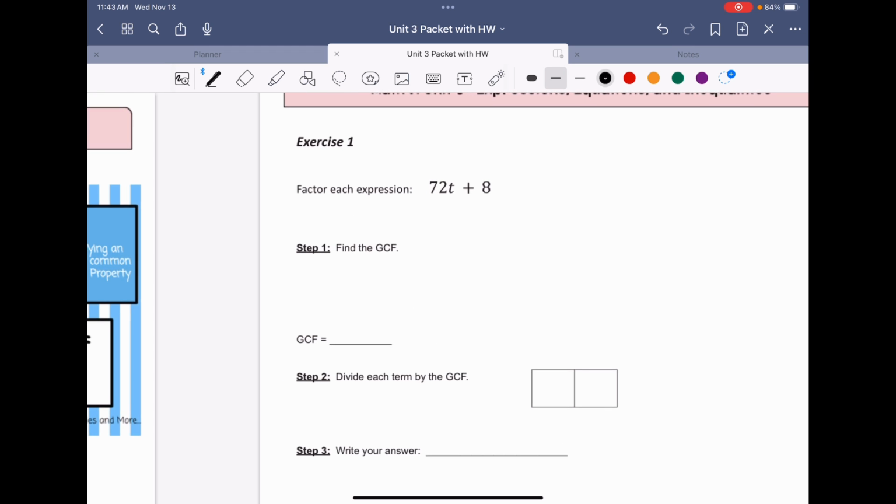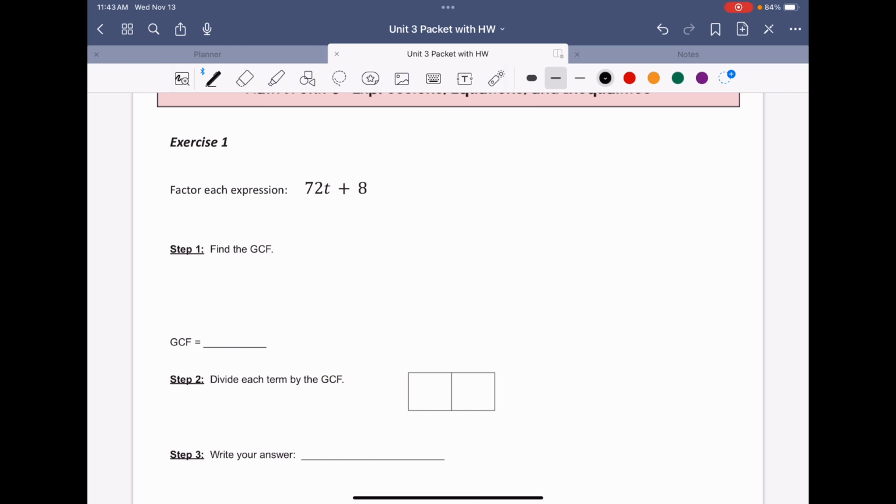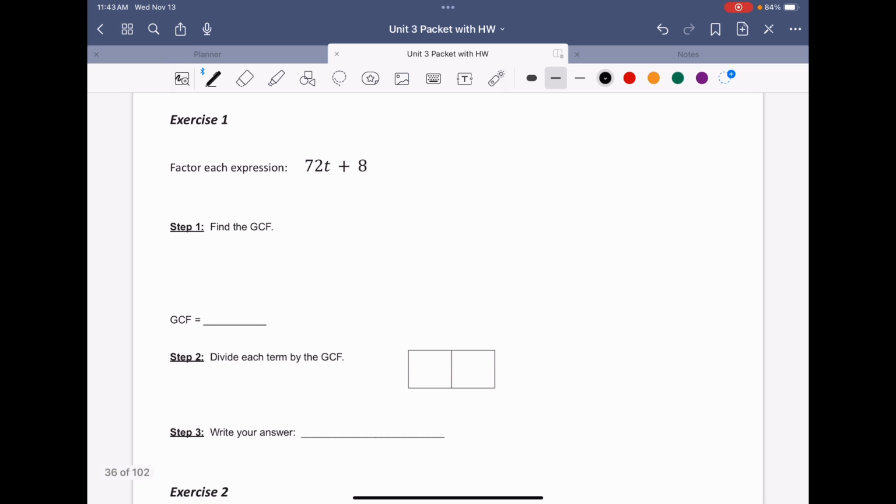So it says factor each expression, 72t plus 8. All right, I am going to have you try this one. Try this one on your own. So list all of the factors, divide them, write your answer. And then pause. So pause the video, try it on your own. When you're all set, unpause the video and check.